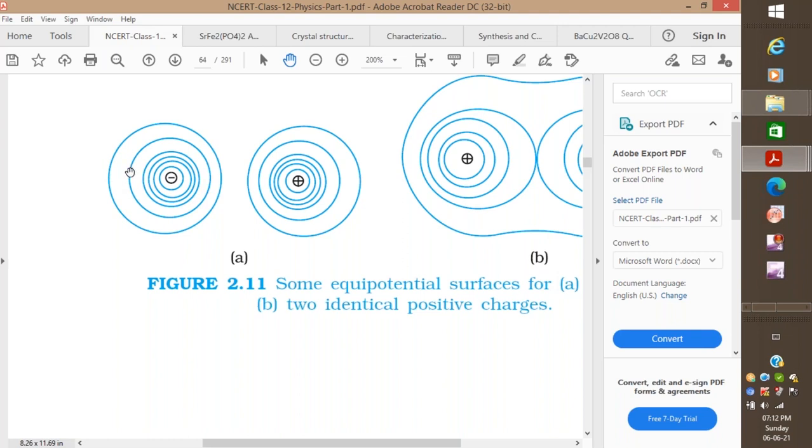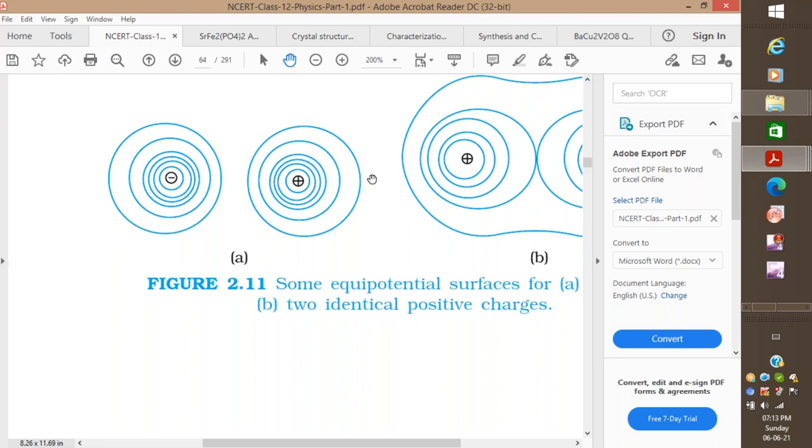So, the region in between the two charges will have less space between the equipotential surfaces, or the density will be more, whereas on the rear sides, this side and this side, the spaces are actually more. This is because of the attraction.